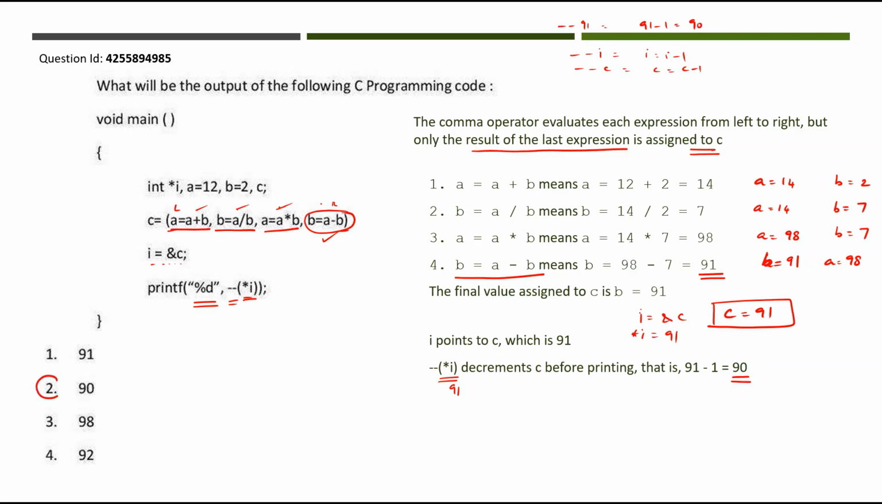Option number 2, 90 will be the right answer. Star I will have the value of 91. Decrement operator will decrement it by 1 and then bring to 90 for the whole expression. This 90 is an integer because star I is an integer here. So we are using percentage D to print it. I hope it is clear for you.